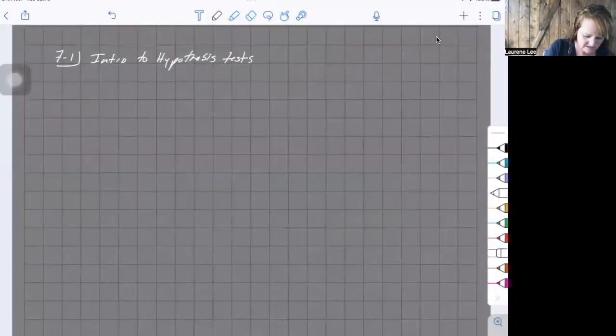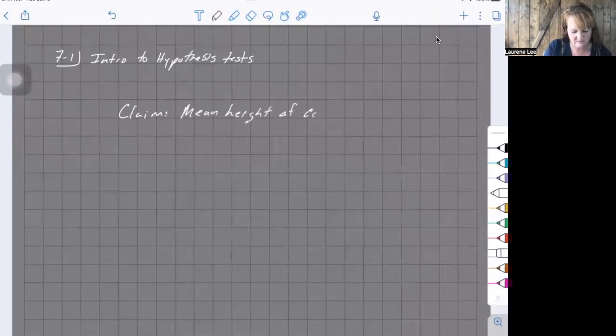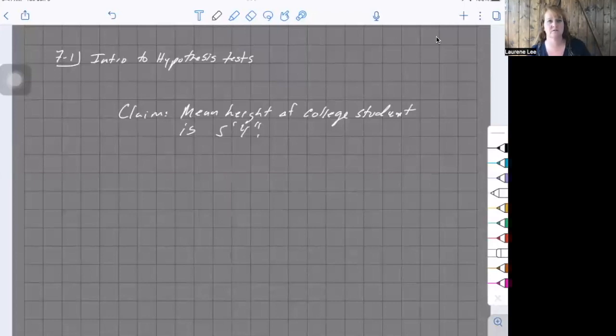Let's say that I make the claim that the mean height of a college student is 5 feet 4 inches. Okay. I made that claim. There's no evidence to support or refute that. And you come in and you say, I'd actually like to test that. I'm not sure if that's true.